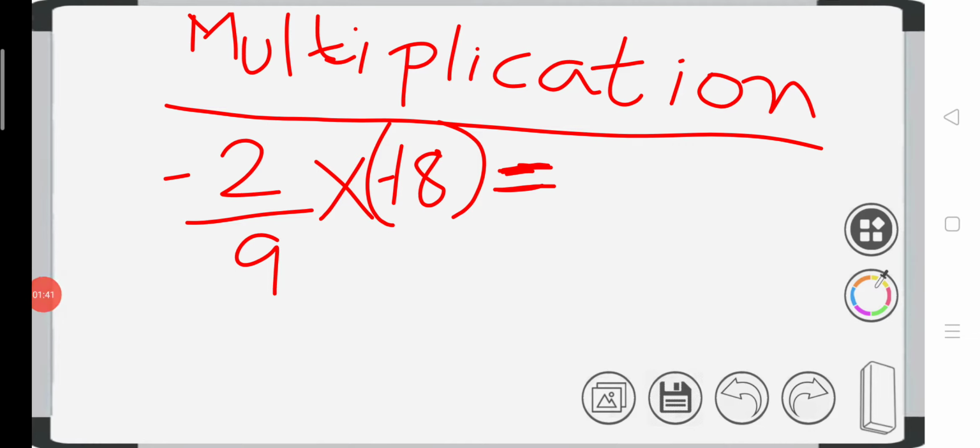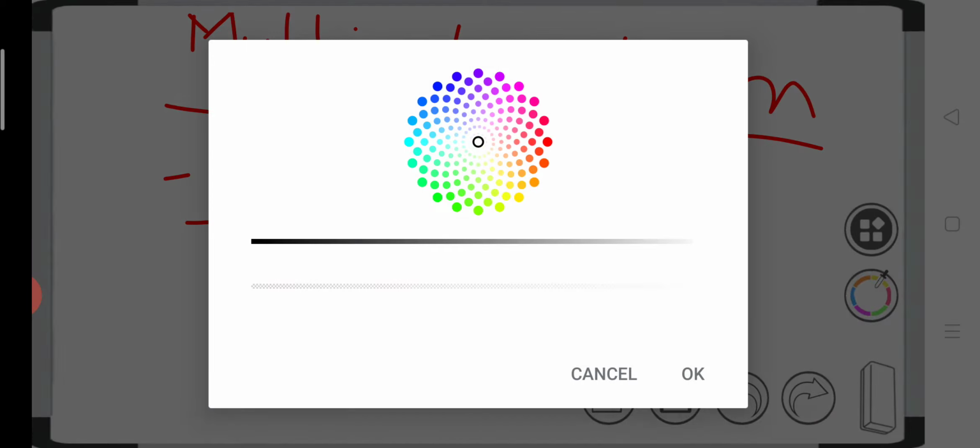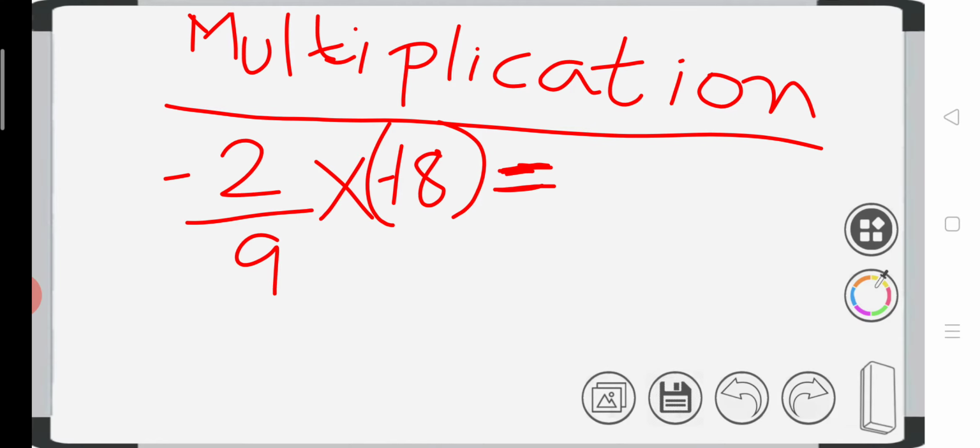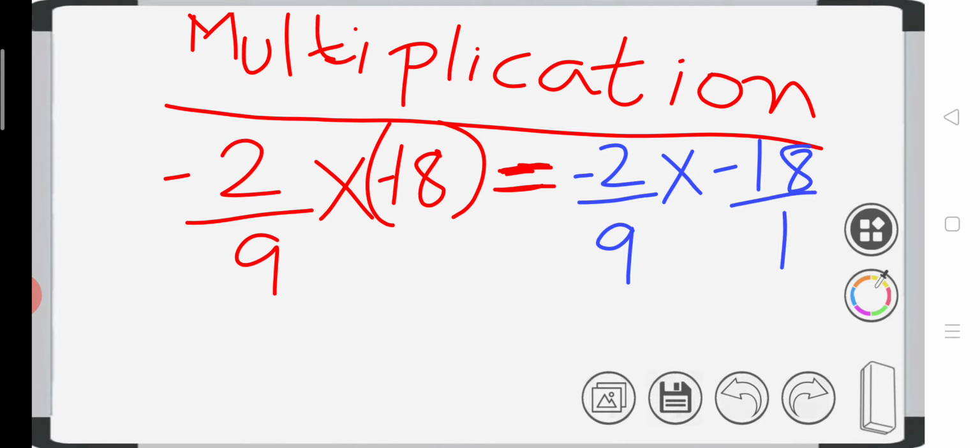Now here we are going to multiply two rational numbers. The first one is minus 2 by 9 and the second one is minus 18. So you can write it like this. Minus 2 by 9 will be minus 2 by 9. This minus 18 can be written as minus 18 by 1.